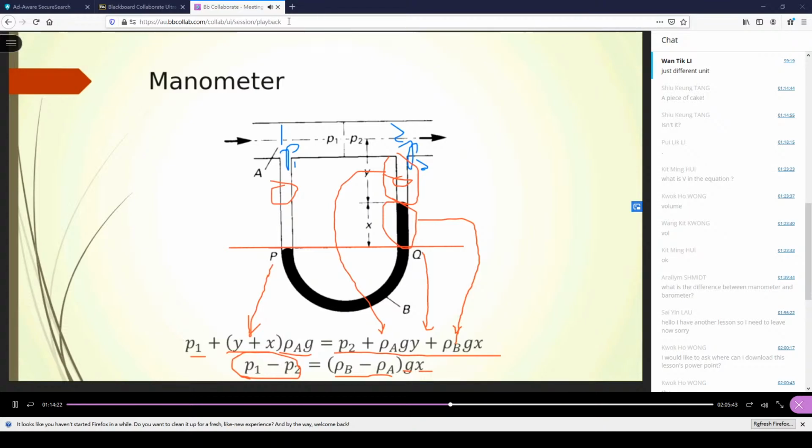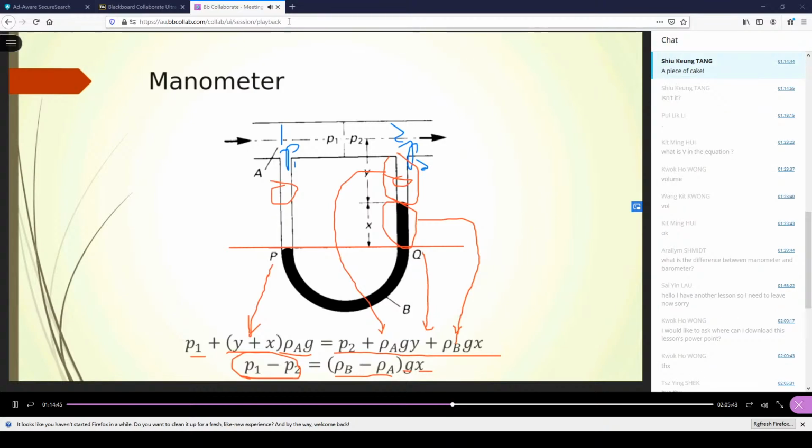So far, so good? Nice. I think you have no problem. Once you understand the hydrostatic equation, these are basically a piece of cake. A piece of cake, this is interesting. Yes, a piece of cake means very easy.